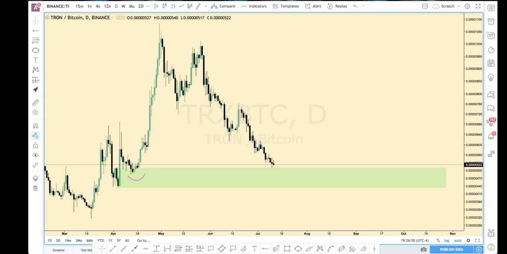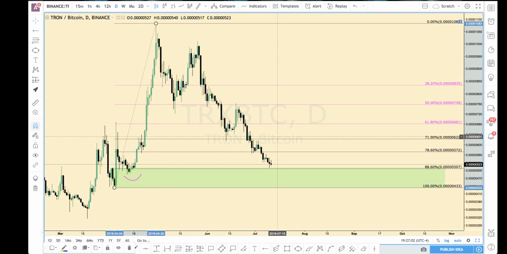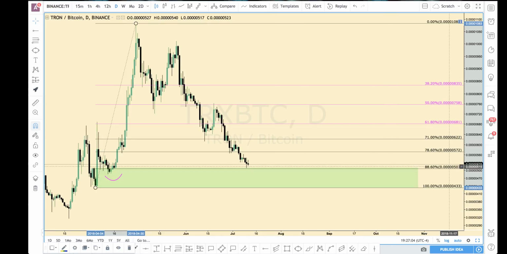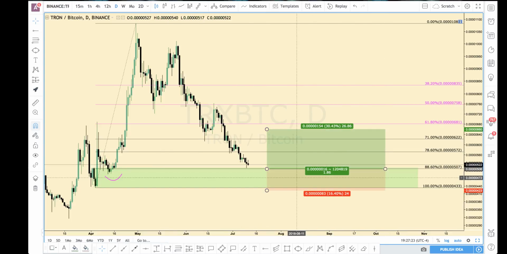We could totally dump right through it, but that's not what you care about. You care about high probability and low risk. The high probability scenario is here, 88.6 fib. At the end of the day, you know your stop has to be below here. That's the important part. It has to be below this area of demand.